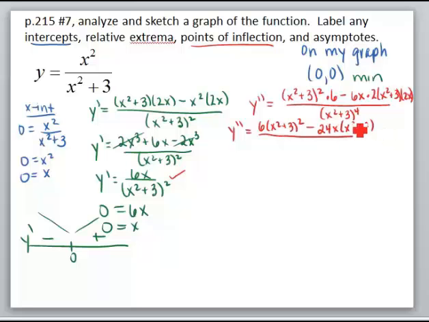That is not going to be easy to set equal to 0. So what I'm going to try to do is, since these each have an x squared plus 3 on top, I'm going to simplify this, make this a 1. I'm going to take out an x squared plus 3 out of each of these, and that would make this one a 3. What's that leave me with? Well, it leaves me with my second derivative being 6x squared plus 18 minus 24x.